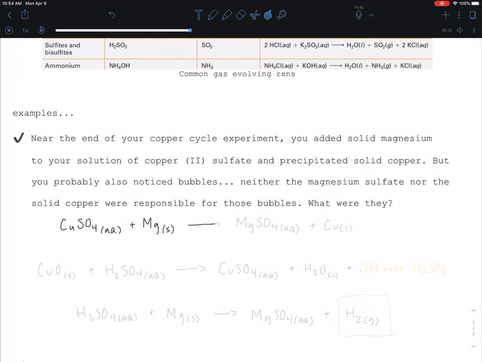Out of this would be magnesium sulfate, which, by the way, is clear and colorless. Right? So magnesium 2+ in an aqueous solution doesn't have a color associated with it. It's just clear in color. It would look like a glass of water.